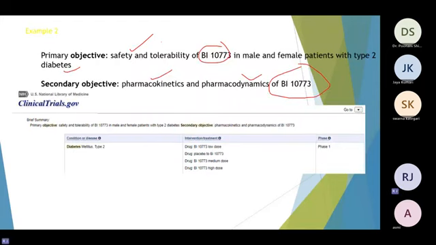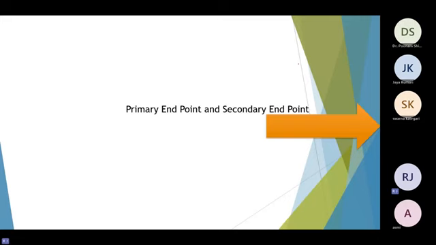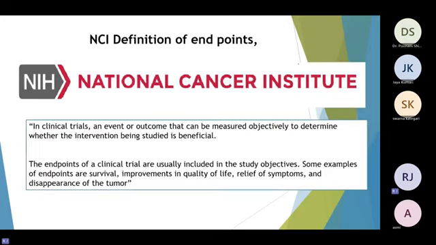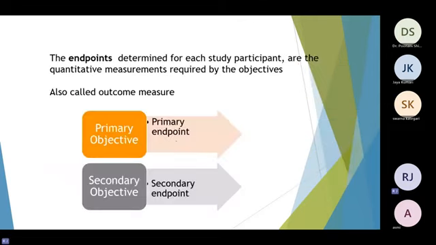Now, how will I come to know whether my primary objective is met or not, or my secondary objective is met or not? To determine this, we test a few things. Okay, what are those few things? Those are what we call endpoints, primary endpoint and secondary endpoint. For the primary objective, whatever parameter we determine, those parameters are called primary endpoint. And for the secondary objective, whatever parameter we determine, that is called secondary endpoint.